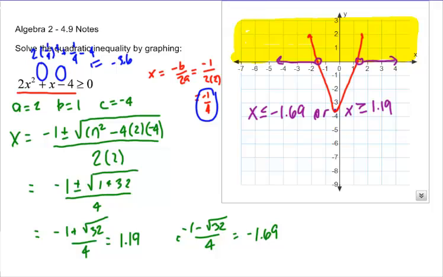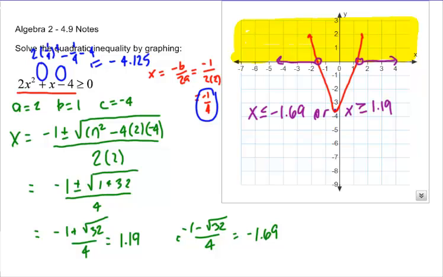Okay, I'm double checking my math on this guy right here, and it should be negative 1/4. And so when you get that negative 1/4 in here, this actually is going to give us negative 4.125.